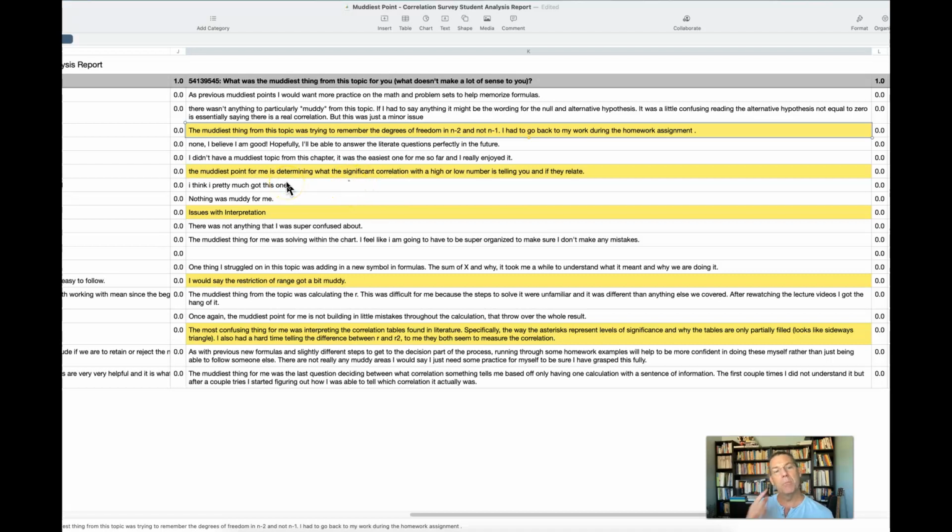Next one, the muddy point for me is determining what a significant correlation with a high or low number is telling you and if they relate. Okay, so that's not super clear what the muddy part is. So I'm going to try to cover a couple of things that I'm guessing it's relating to.